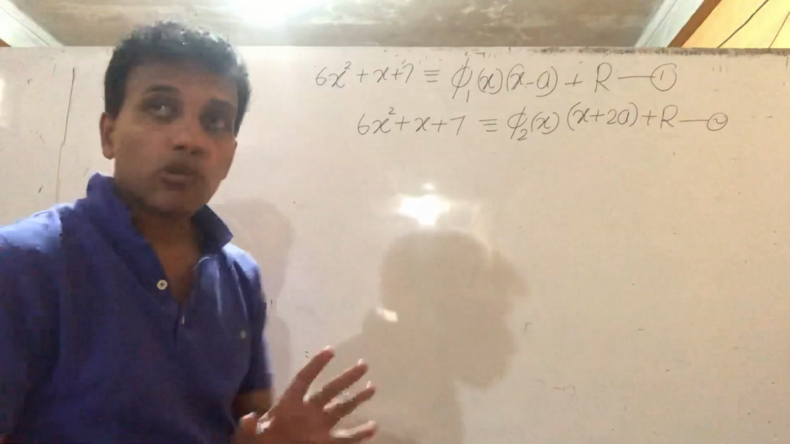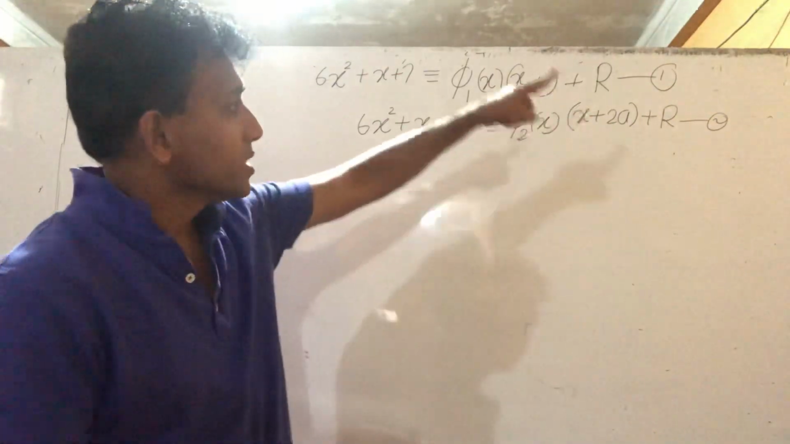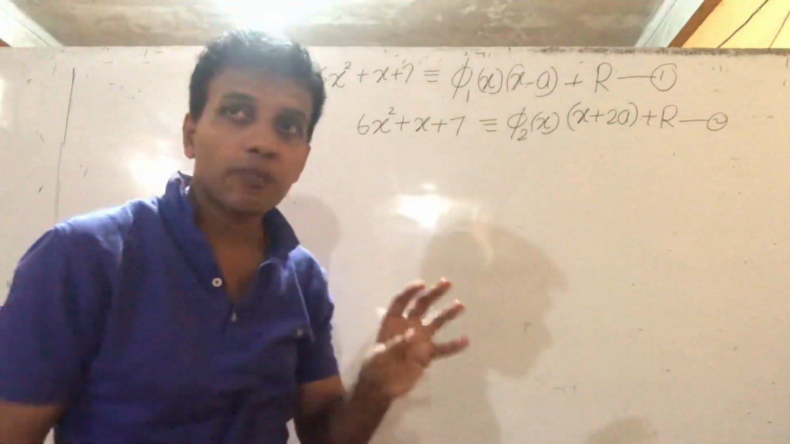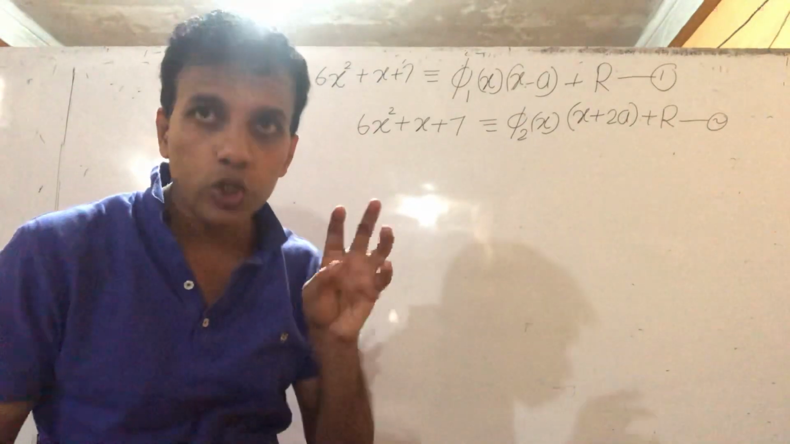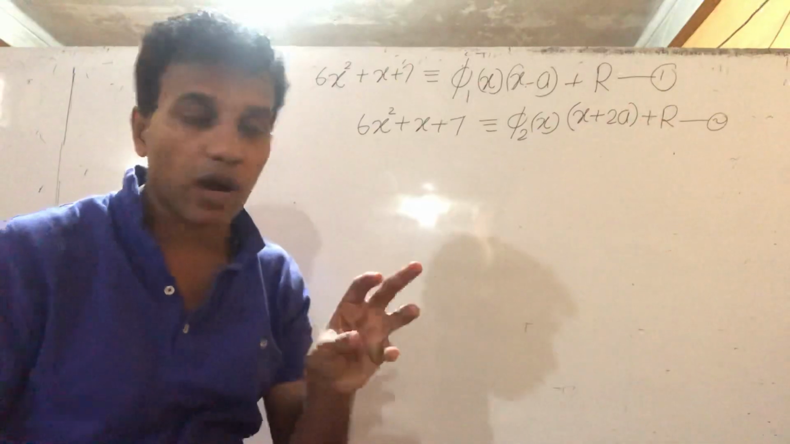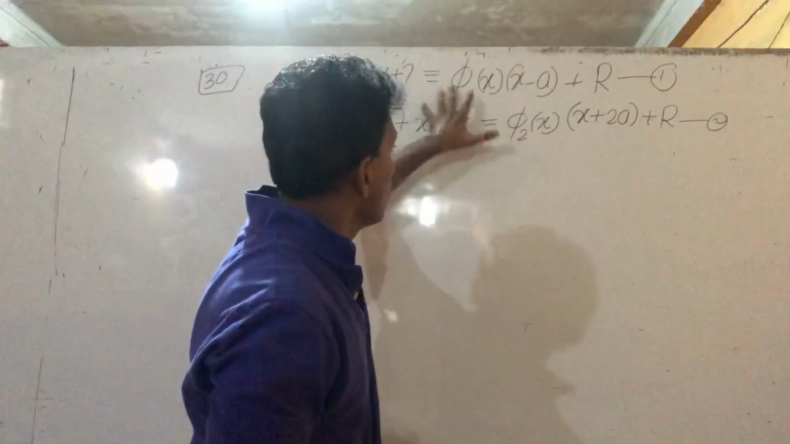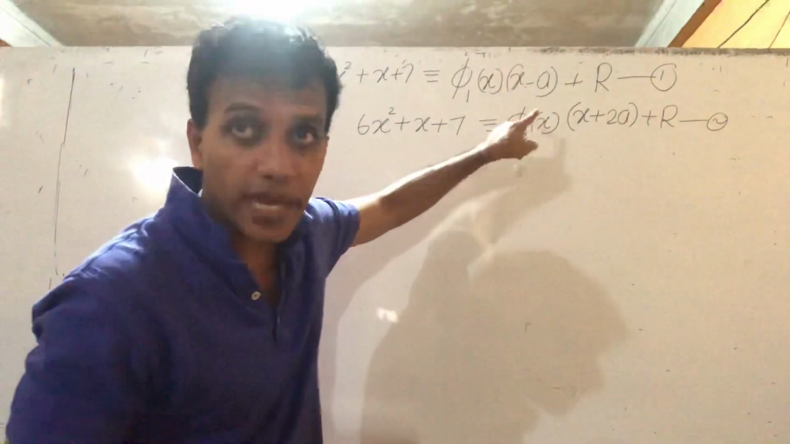Okay, now how to find the value of a. See the first occasion. In all remainder theorem problems, we won't consider the quotient part. So make this 0. When this becomes 0, put x equals a.